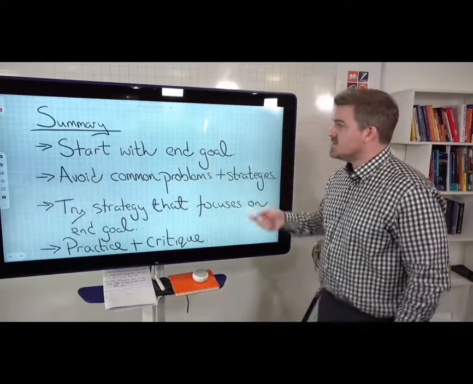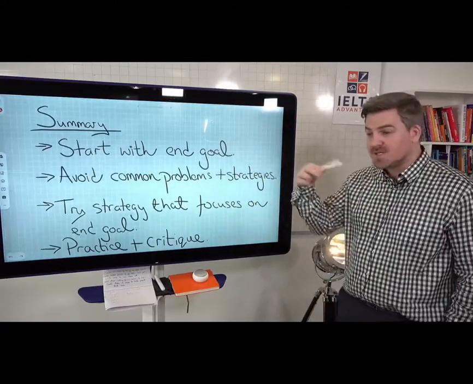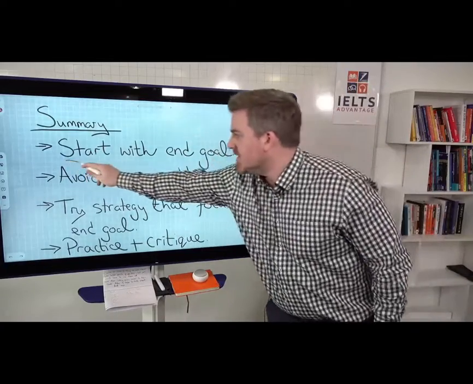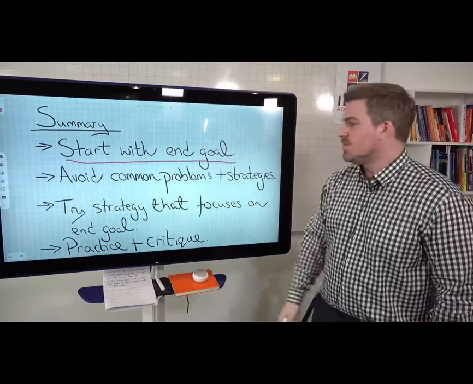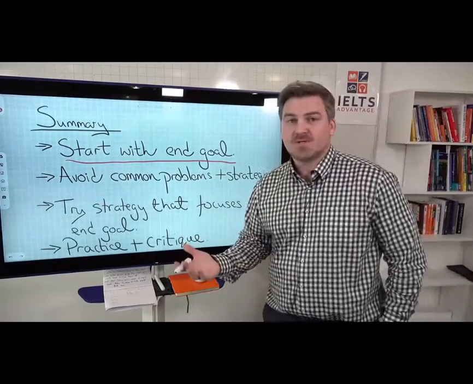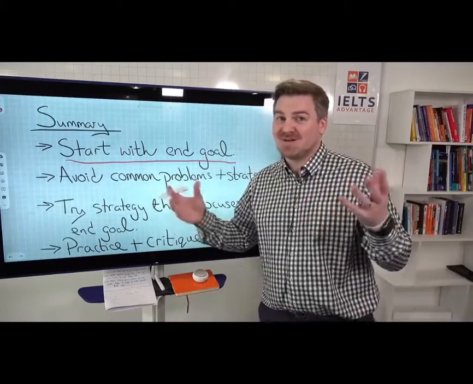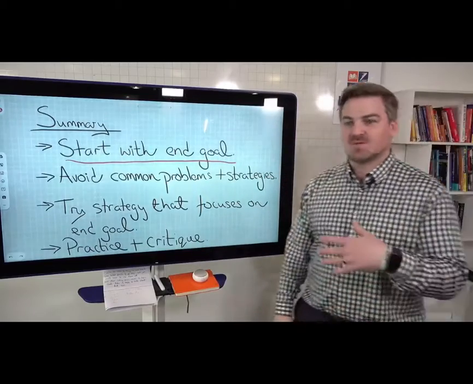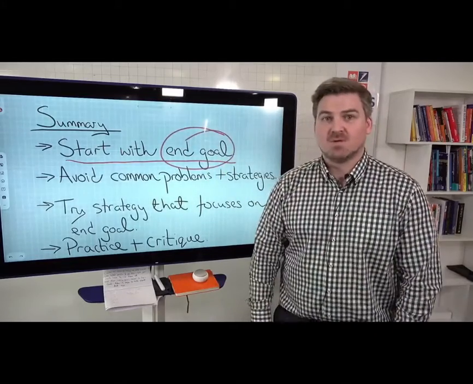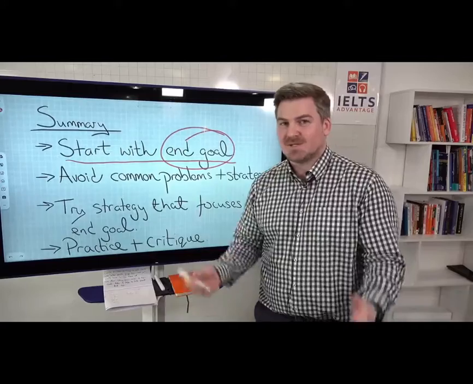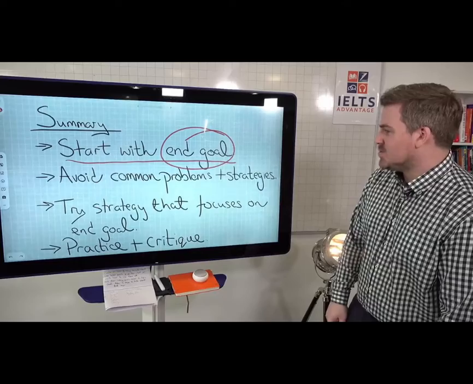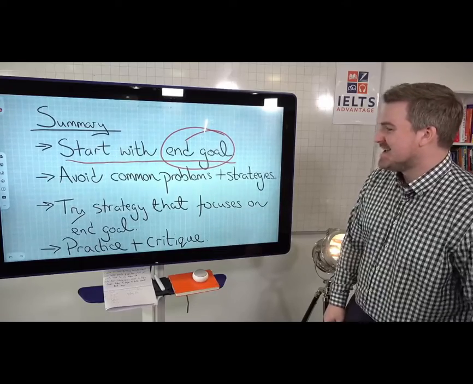So to summarize everything, start with the end goal in mind. What is the end goal? What do you want to be doing? If you apply this to everything you do, it's just going to improve everything. Avoid common problems and avoid common strategies. Some of the strategies might work. Some strategies I don't know about might work. I don't know. But, you know, ask yourself, does this help me with my end goal? If it doesn't, then maybe it's not the magic strategy, whoever's talking about it, that maybe it's not as magic as the person who says it is.